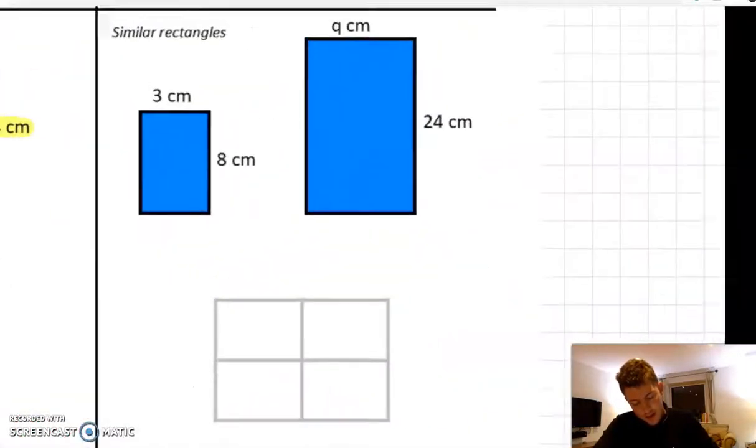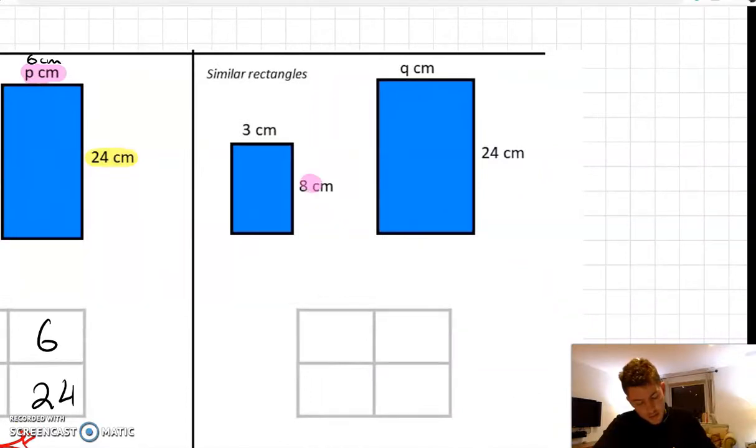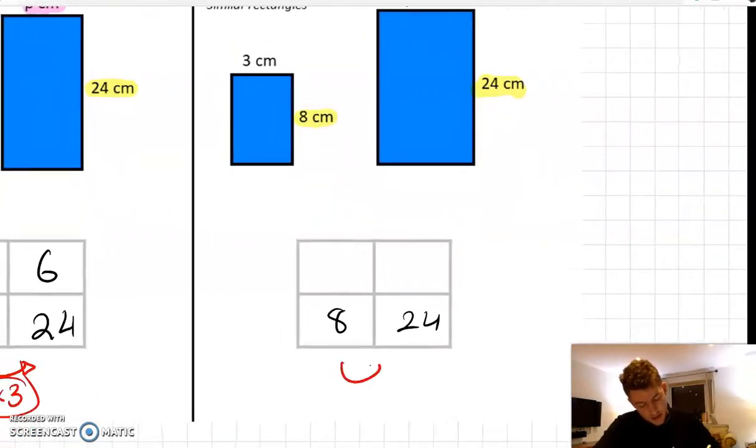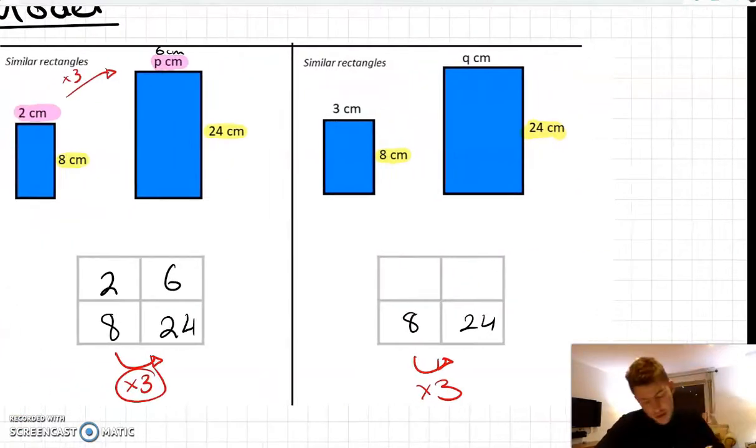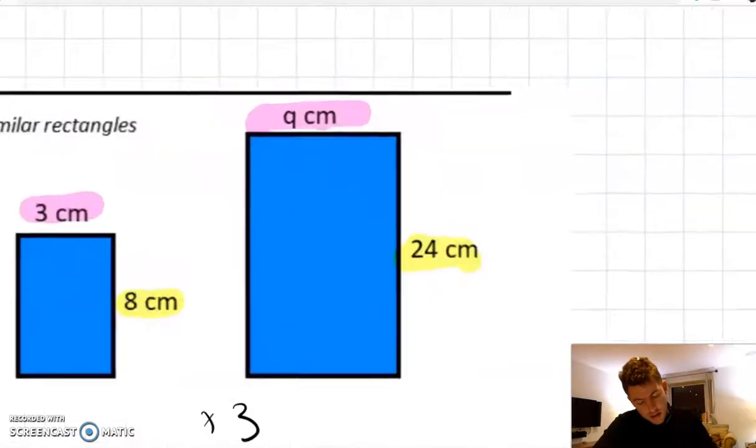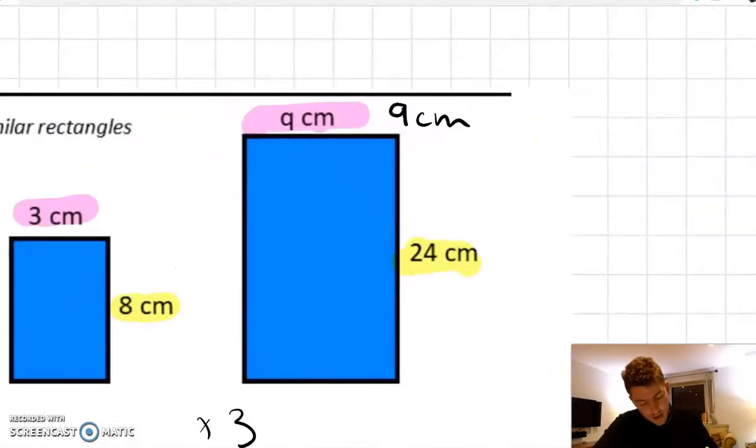This one here, where we've got 8 on the height and a height of 24. It's going to be the same thing. It's an enlargement of 3. It's 3 times as big. So the width, 3 centimeters, we're going to multiply that by 3. So it's going to be 9 in there. Answer here, it's going to be 9 centimeters.